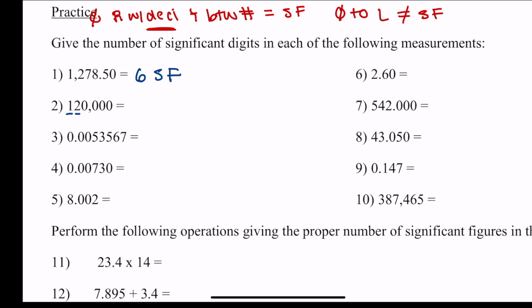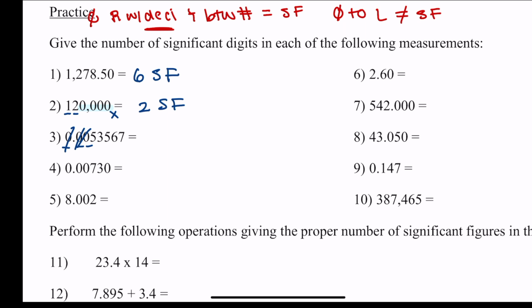Okay. Here, let's look at this. We have 1, 2. So 2 numbers. And let's see if these zeros are significant. There's no decimal. That means we can't use the 0 to the right rule. That means these are not significant. So this is only 2 sig. Okay. Let's do number 3. There's 0 to the left. Usually, whenever I see 0 to the left, I cross them out right away and just look at the rest of the number. As you can see, we don't have any other zeros to worry about. So let's count it out. We have 1, 2, 3, 4, 5. So we have 5 sig.